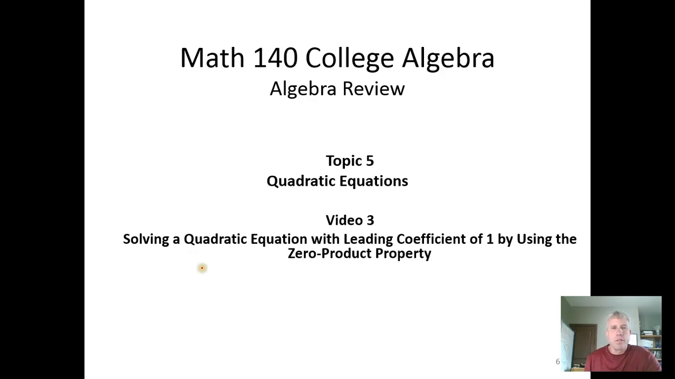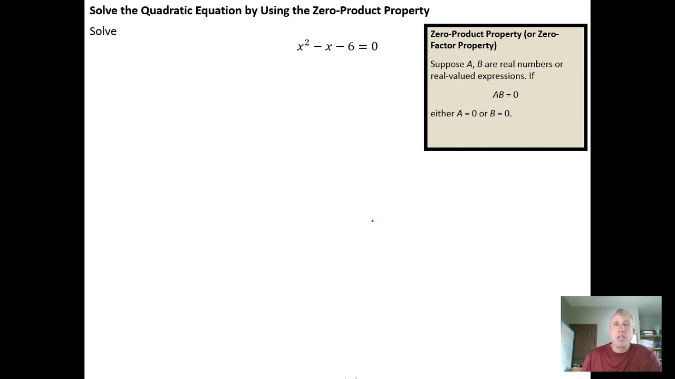So in this video we're going to solve a quadratic equation that has a leading coefficient of 1, and we're going to use the zero product property to do that. So the leading coefficient is the coefficient or number that is on the squared term. So here I have x squared, and the leading coefficient of this quadratic equation is 1, because 1 is the coefficient on the x squared.